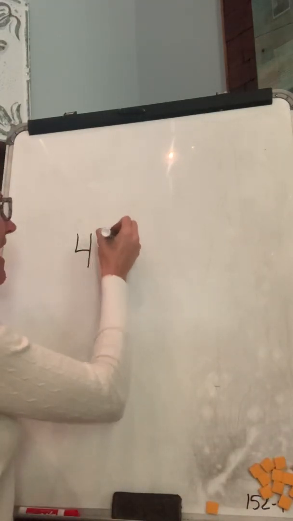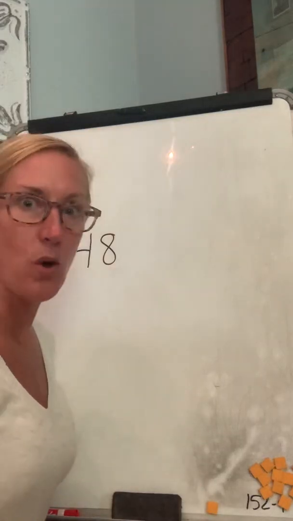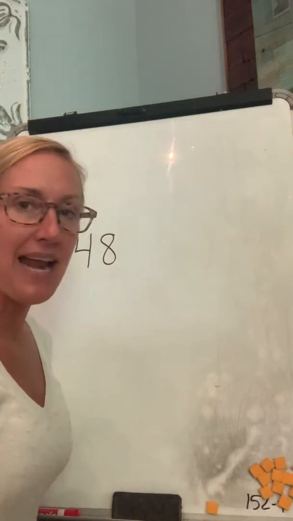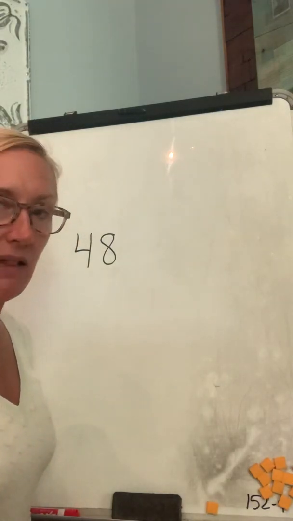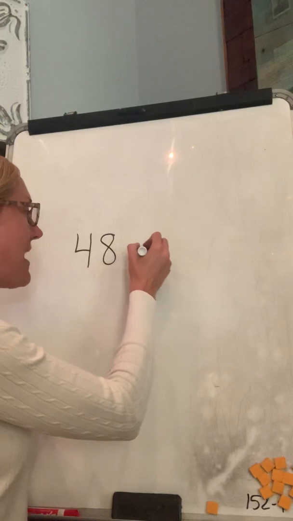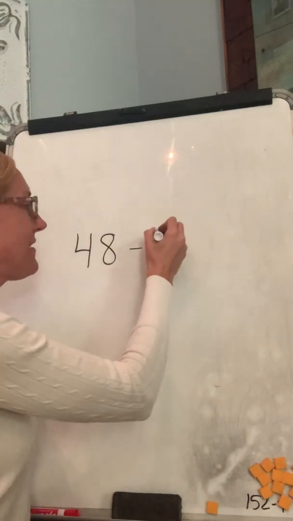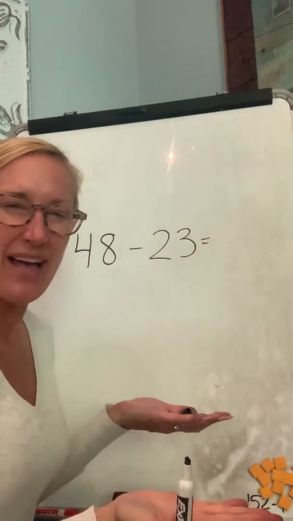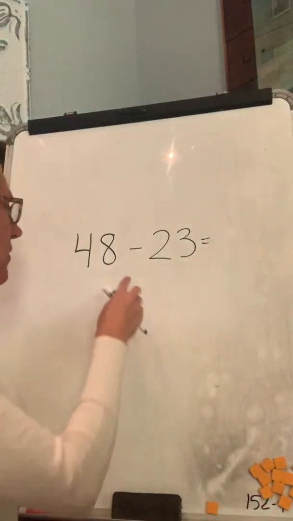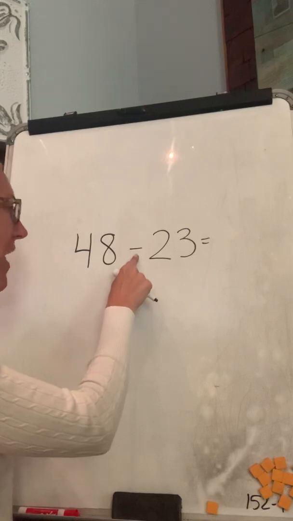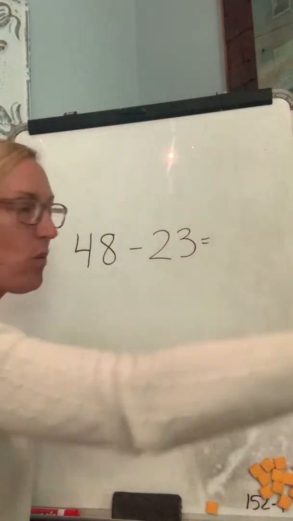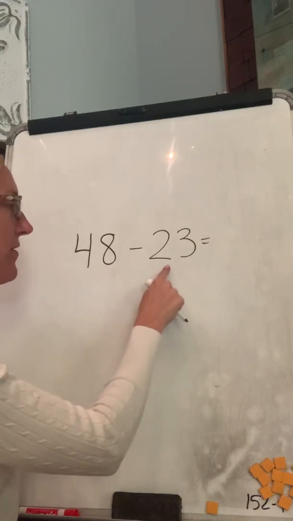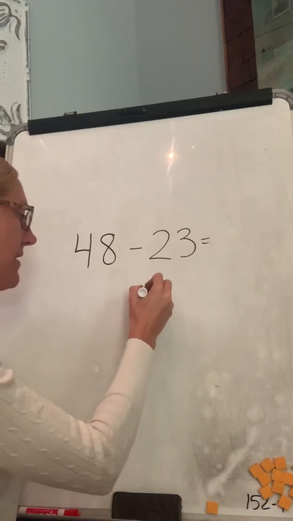For instance, let's say that I have 48 cupcakes. It's a lot of cupcakes, okay? But let's say that I have a cupcake store and I sell 23 of them. How many cupcakes do I have left? So I had 48, we sold and gave away 23, so that's minus. 48 minus 23 equals, well, let's put it on top of each other.